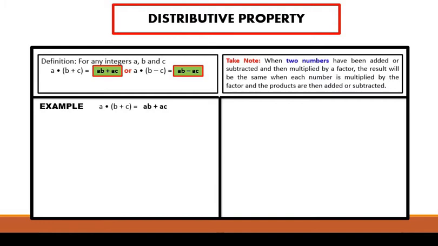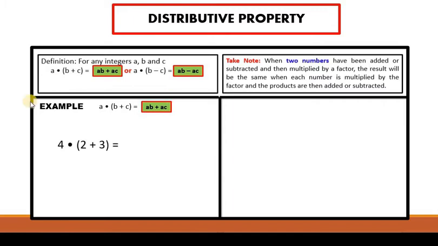Okay, as you can see here, diretso na tayo sa example so that you will understand. So, for any integers A, B, and C, if you have something like this, there is A which is being multiplied to the quantity of B plus C. The result would be like this. As you can see, A was being distributed kay B saka kay C. So take note, when two numbers have been added or subtracted and then multiplied by a factor, the result will be the same when each number is multiplied by the factor and the products are then added or subtracted. Medyo magulo. So let's see an example para you can understand it clearly.